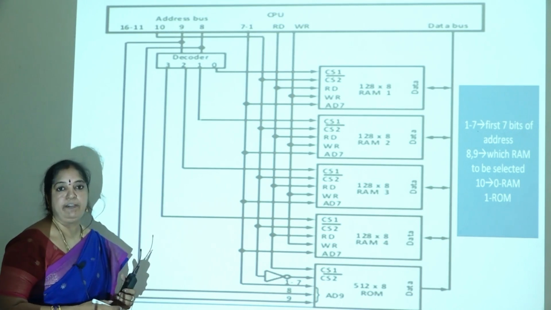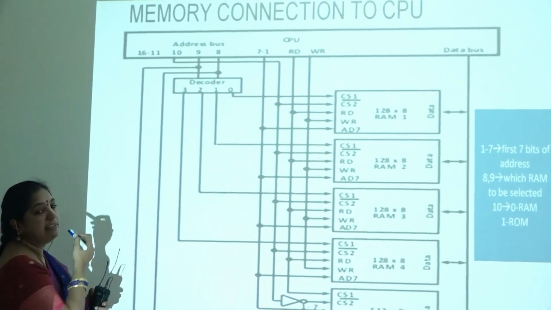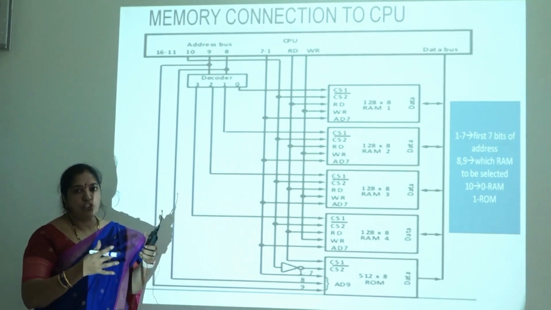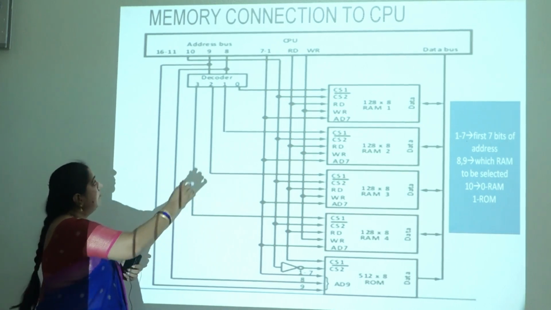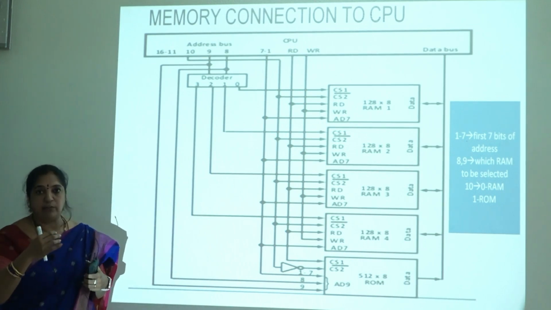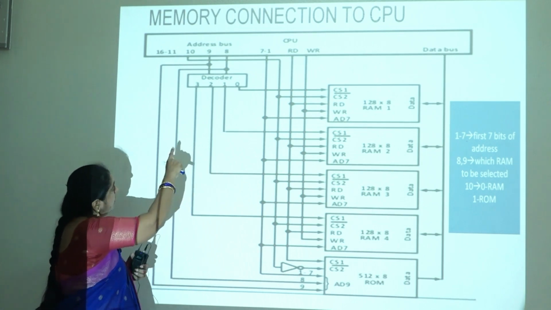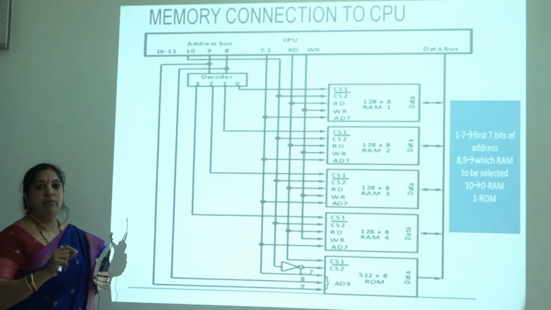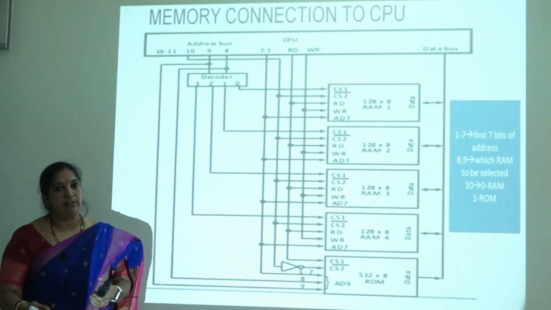Then we have bits 1 to 7. These bits are meant for specifying the address. Then we have 8 and 9. Bits 8 and 9 are used for selection of RAM. So which RAM we want to select, basing on the values of 8 and 9 we decide. Basing on that 8 and 9, we send it to the decoder. In the decoder, as an output we get 4 values, 0, 1, 2, 3. Basing on which value is there, we select that particular RAM. And the 10th bit we maintain to set whether we want to select RAM or ROM.